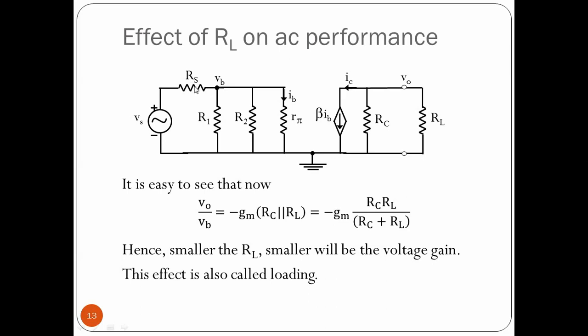So RS makes the gain smaller, RL makes the gain smaller. To prevent RS making the gain smaller, we make Rin as large as possible. To prevent RL making the gain smaller, we make RC as small as possible. Again, we don't have any control over RL, so we make RC as small as possible. This is the answer.